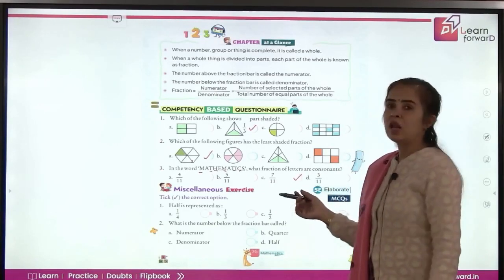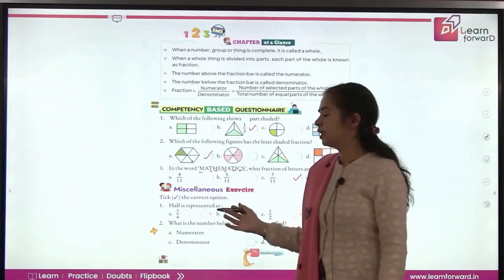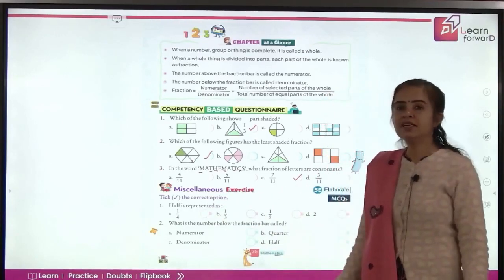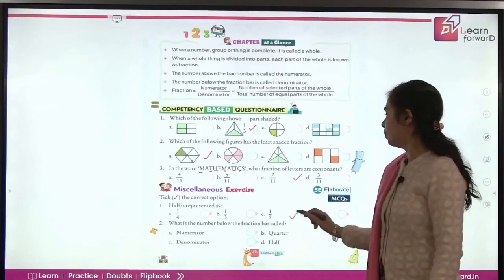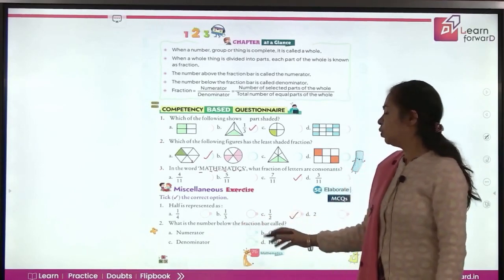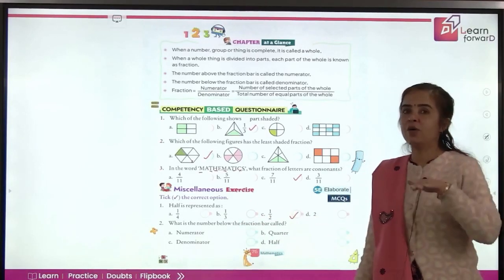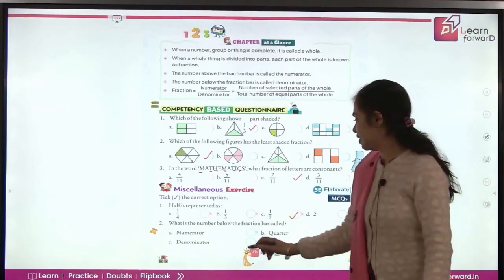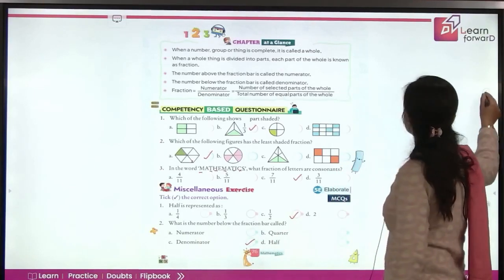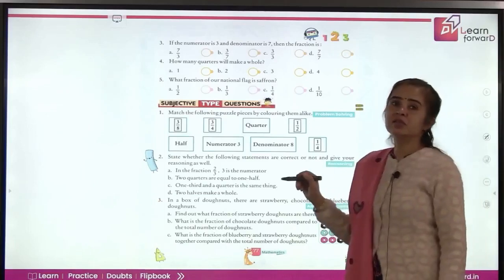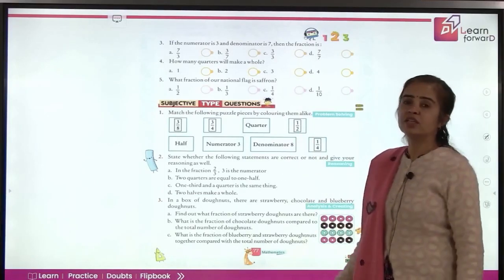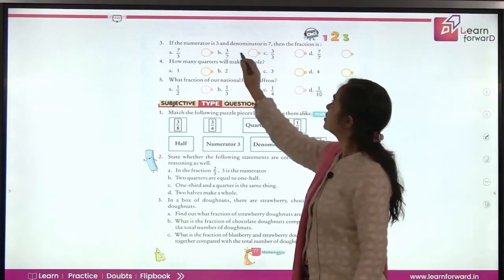Perfect. Now, miscellaneous exercise for you. Tick the correct option. Half. How do you write it? Yes, that is 1 by 2. What is the number below the fraction bar called? Down. Denominator. Yes. Let's move to the next. If the numerator is 3, denominator is 7, what's the fraction? Perfect. This is 3 by 7.